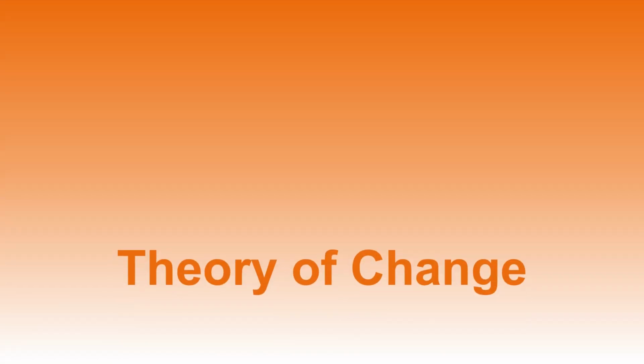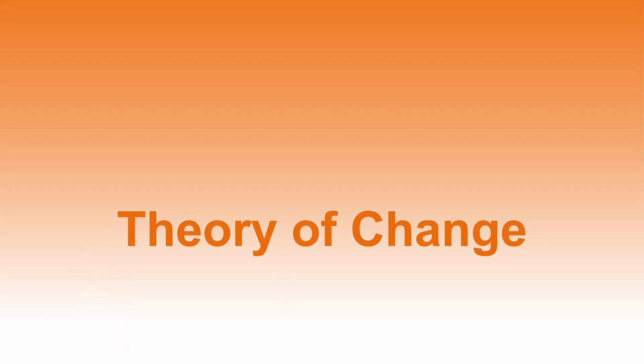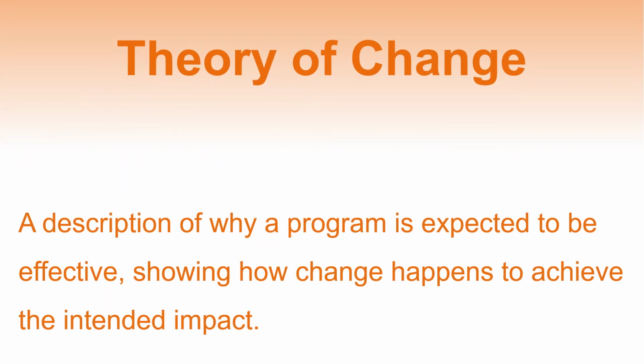So what is a theory of change? A theory of change, or a TOC, is a description of why a program or group of programs is expected to be effective, showing how change happens to achieve the intended impact. The emphasis here is on the how and why. In a theory of change, you want to articulate the underlying logic or chain of causality for your program, how you get from point A to point B.